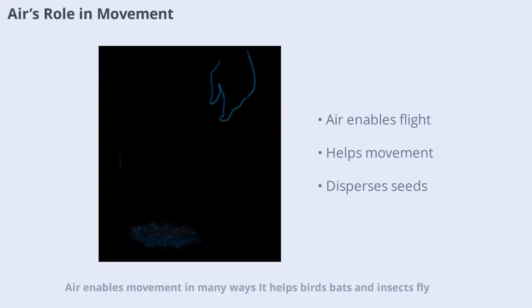Air enables movement in many ways. It helps birds, bats, and insects fly. It allows sailing yachts, gliders, parachutes, and airplanes to move. Air also helps disperse seeds and pollen, aiding plant reproduction. The presence of air is essential for these activities, showing its importance beyond breathing.